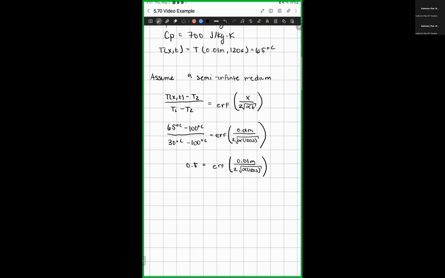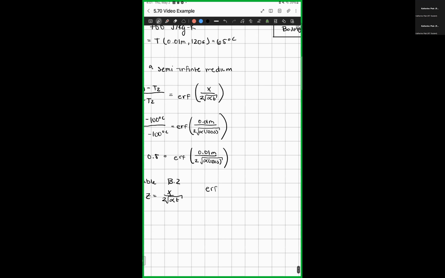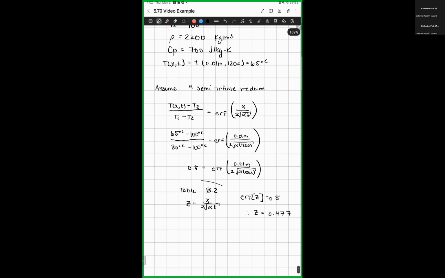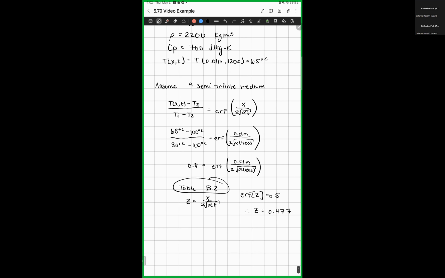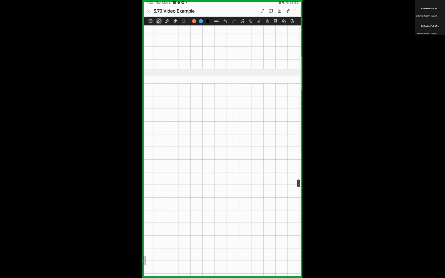So in table B.2, we know that Z equals x over the square root of 4 alpha t. And then we also know this just from our calculations. So from that table, you're able to do a little bit of linear interpolation. Therefore, you get a Z value of 0.477. And again, this is if you go to table B.2. So then, just do another page.